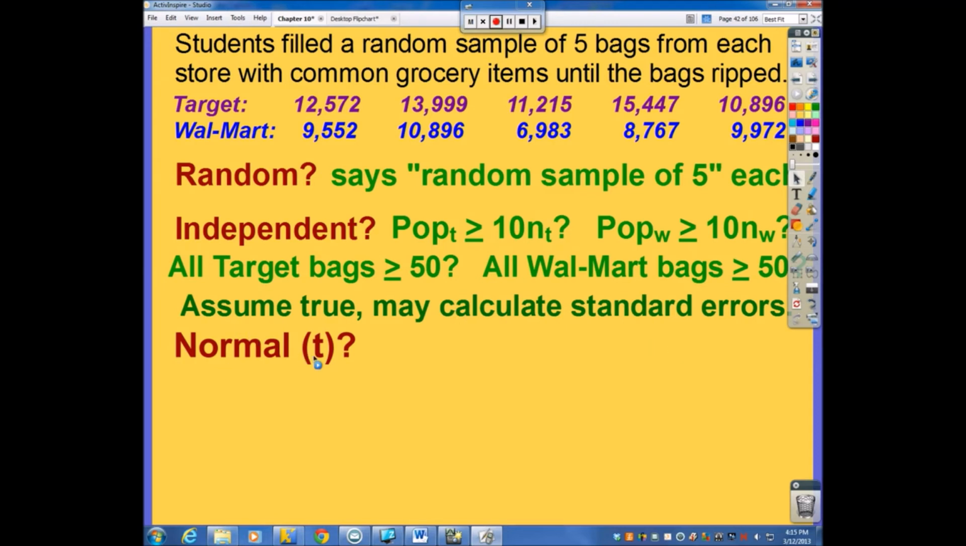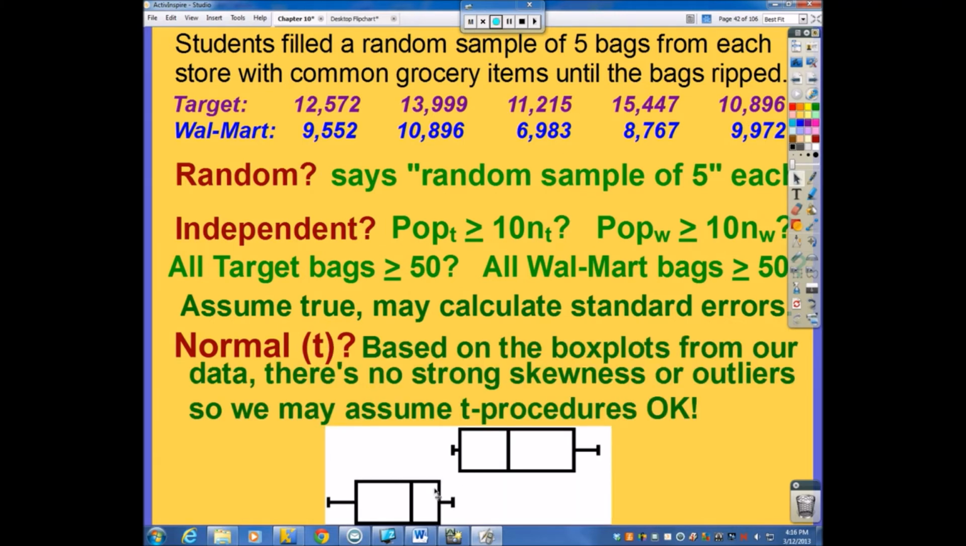Now normal, T. Number 1, are all bags known to be from a normal distribution? No. Do we have a big enough sample size that we can use the central limit theorem? No. So we're going to have to make box plots of our data. So here's what the box plots should look like.